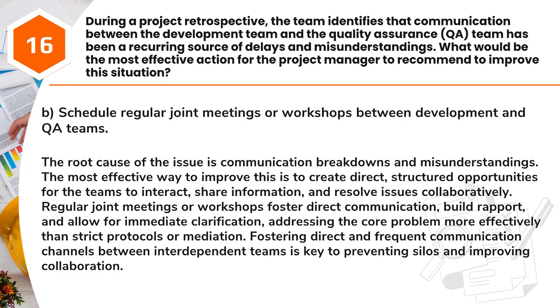Answer: B. Schedule regular joint meetings or workshops between development and QA teams. The root cause of the issue is communication breakdowns and misunderstandings. The most effective way to improve this is to create direct, structured opportunities for the teams to interact, share information, and resolve issues collaboratively. Regular joint meetings or workshops foster direct communication, build rapport, and allow for immediate clarification, addressing the core problem more effectively than strict protocols or mediation. Fostering direct and frequent communication channels between interdependent teams is key to preventing silos and improving collaboration.